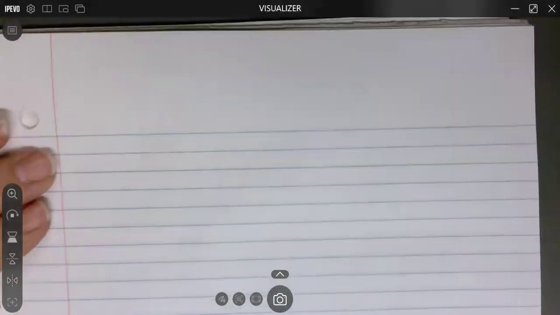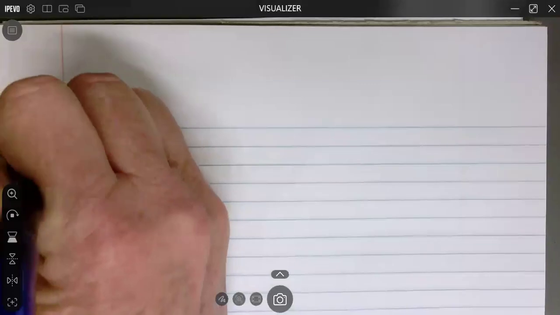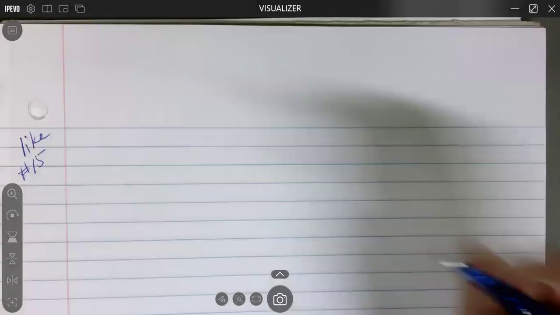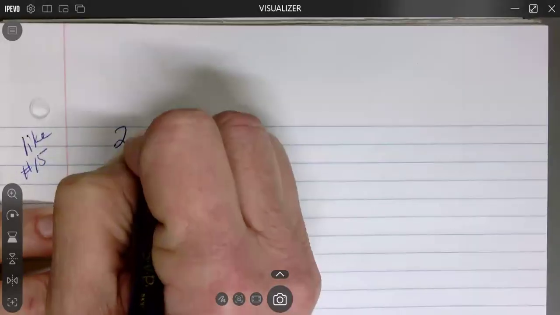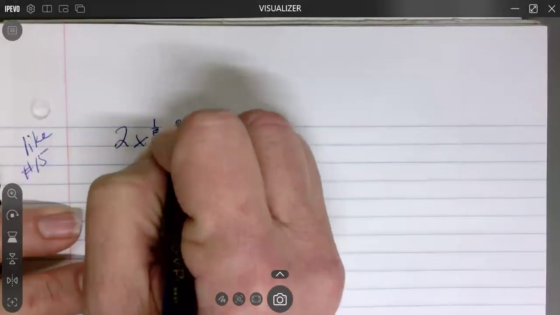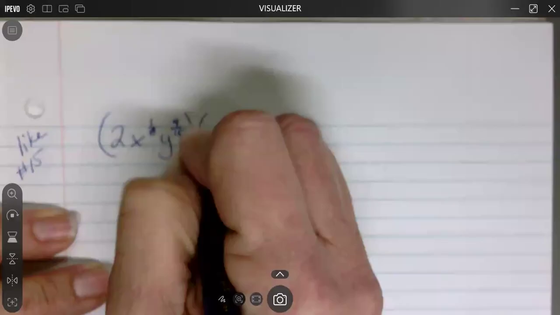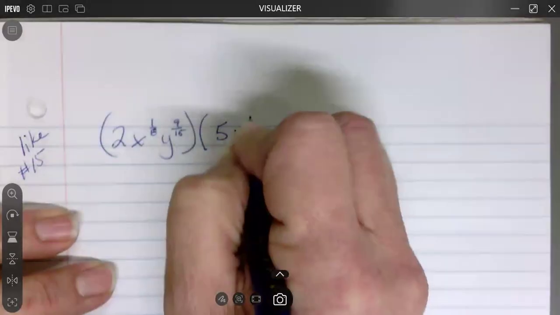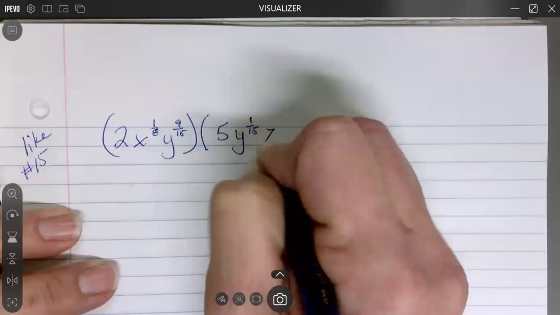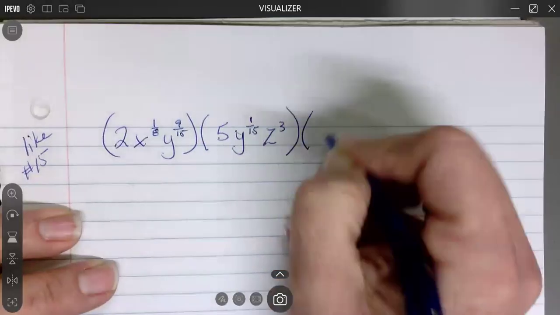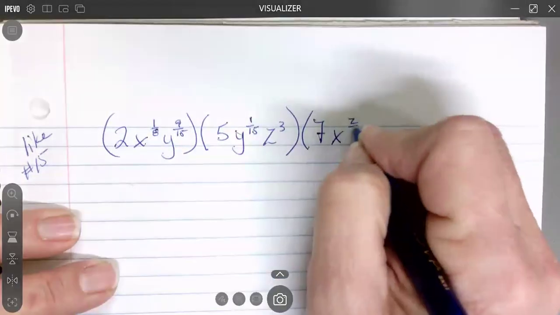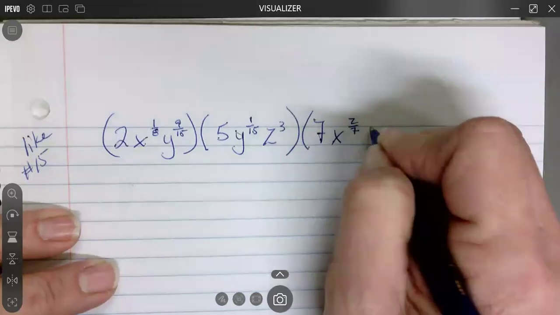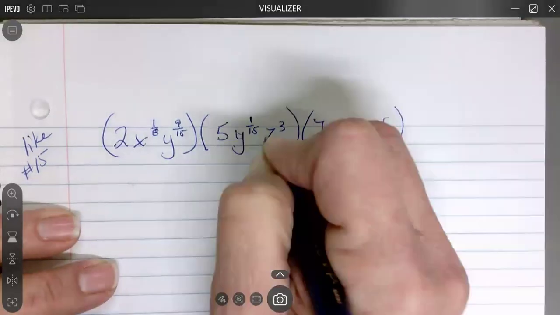All right. Oh, I haven't been doing this the whole way through. I'm so sorry. But if it helps your brain, this one is like number 15 on the test. And it is, if you have 2x to the 1/8, y to the 9/15 times 5, y to the 1/15, z to the 3rd, and then 7x to the 2/7, z to the 5th power. How would you handle that?